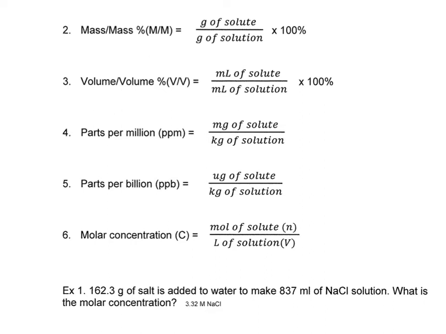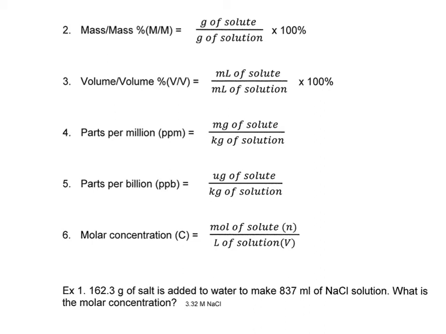Now, if you have to convert into micrograms, there are 1,000 micrograms in 1 milligram. The unit of concentration that chemists use most often is molar concentration, represented by a capital C. It's calculated by taking the moles of solute divided by the liters of the solution. Mathematically, this equation is known as C equals n over V.